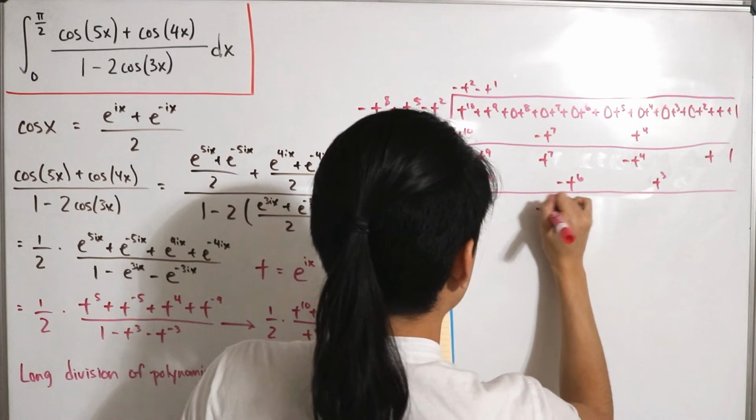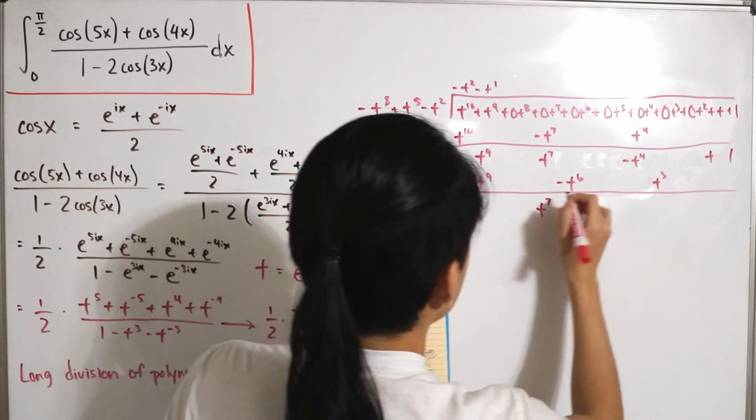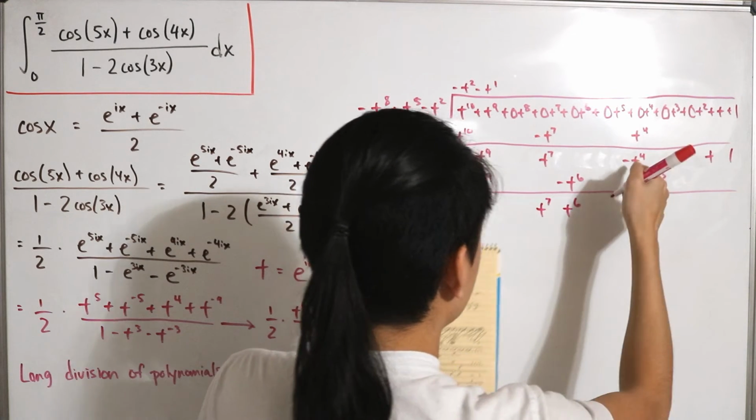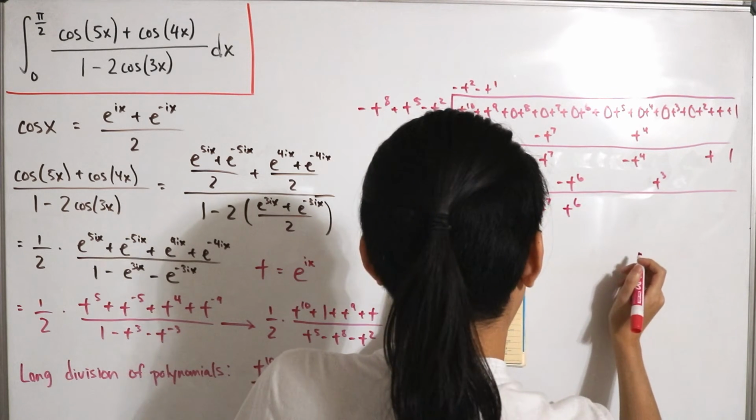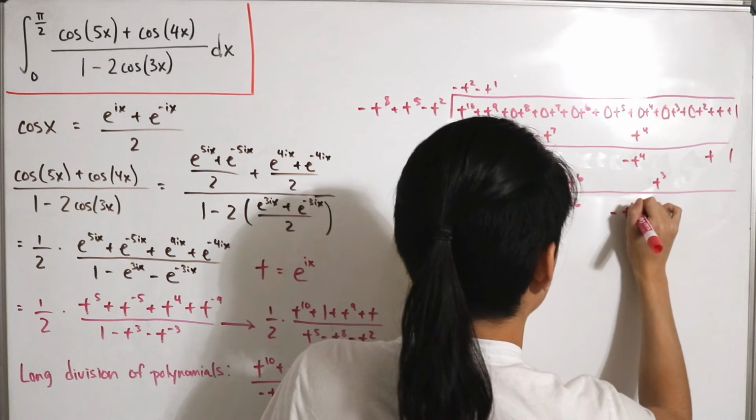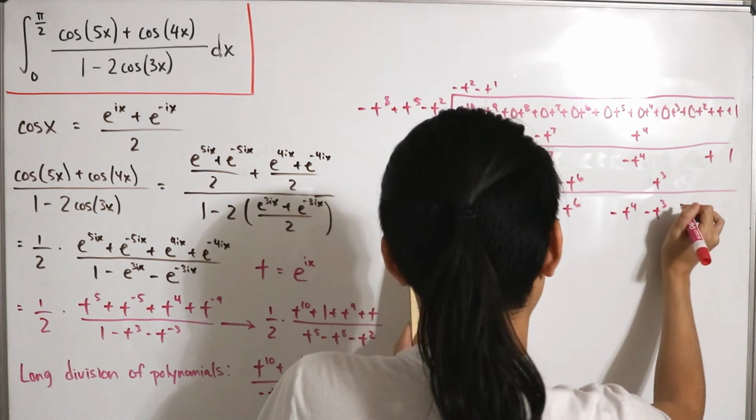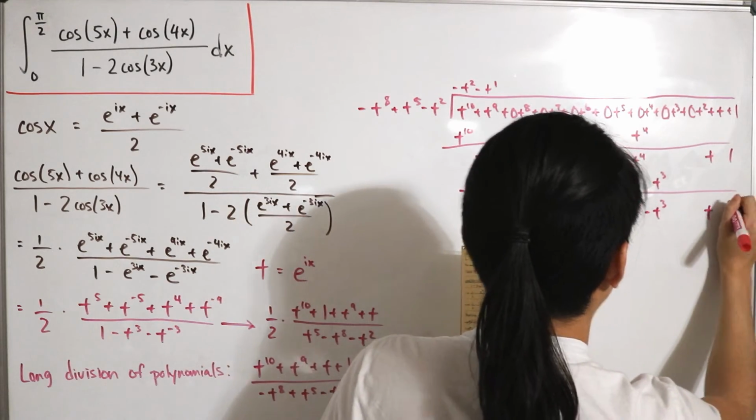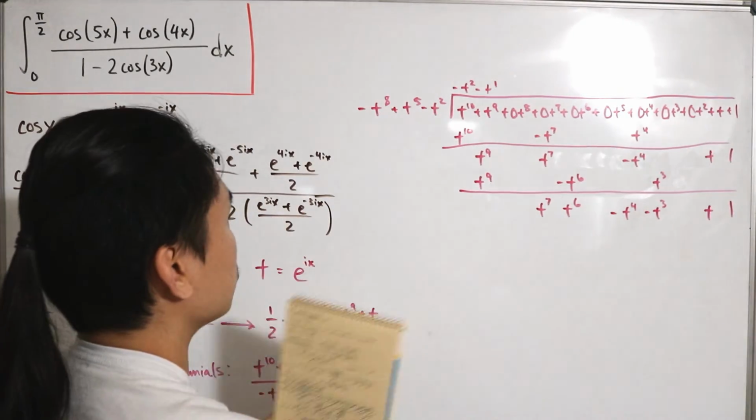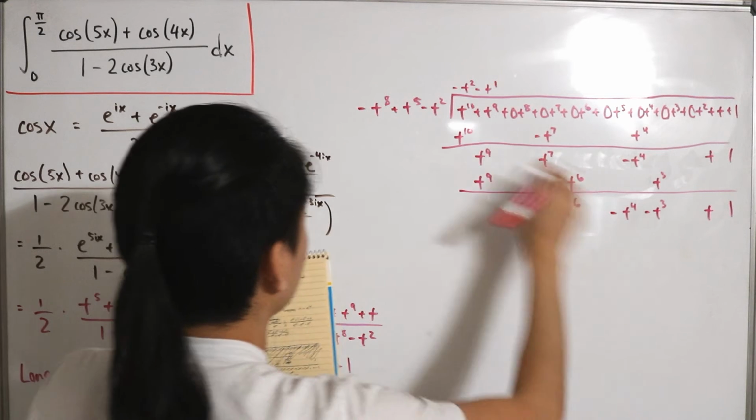Over here, this is going to be t to the power 7th. And over here, this is going to be t to the power 6. Then right here, this will be a minus t to the power 4. Then back here, they'll yield us with a minus t cubed, and then drag down over here a t and a 1. Okay, so now do this again for doing the subtraction over here.